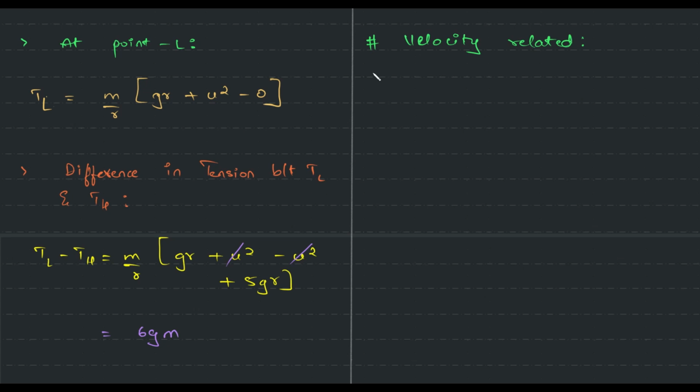So the first thing is, we will be looking at the minimum velocity of the projectile or the object of the mass at the lowest point, L, for something called looping the loop.